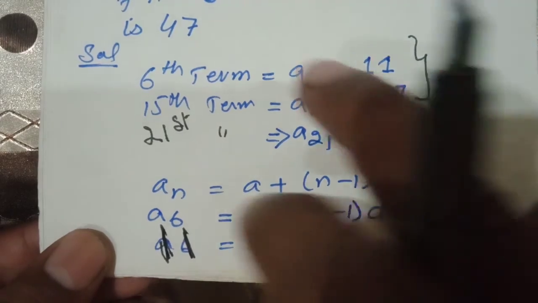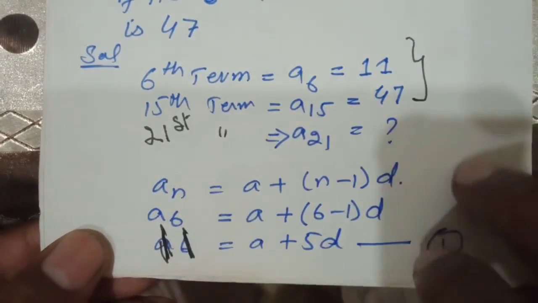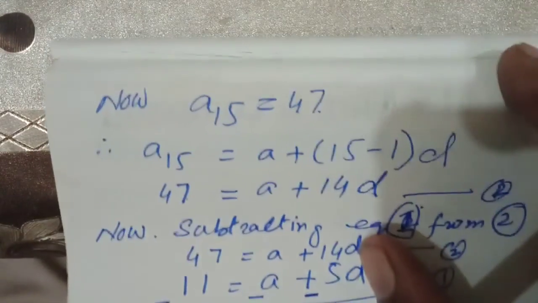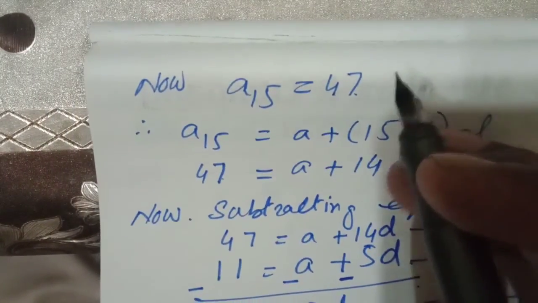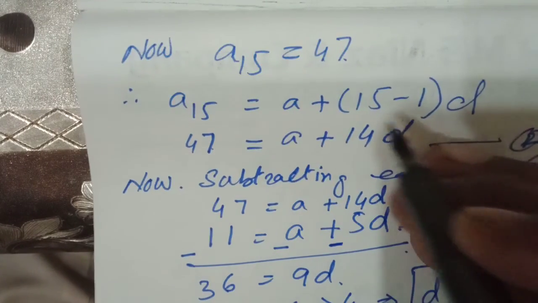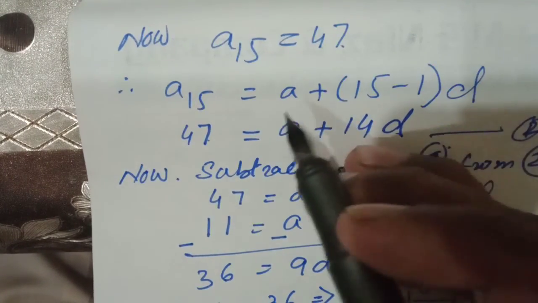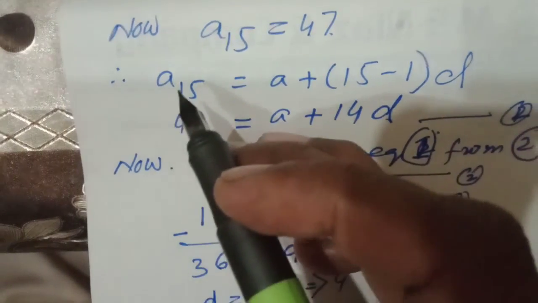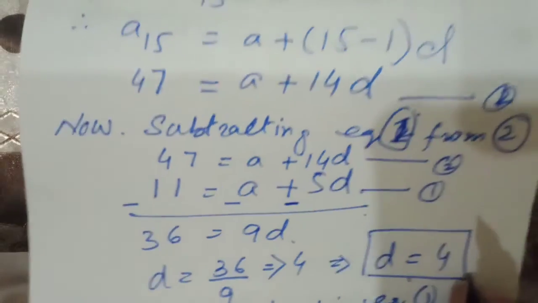Next is the 15th term. Similarly, for A15 which is 47, the formula is A15 = a + (15 minus 1)d. Subtracting, we have 14d. The 15th term is given as 47.